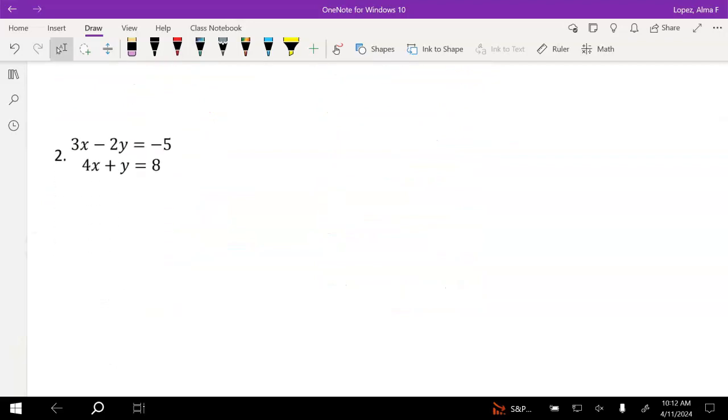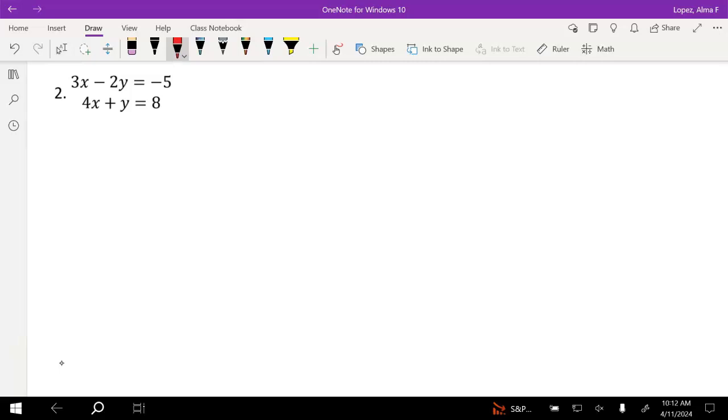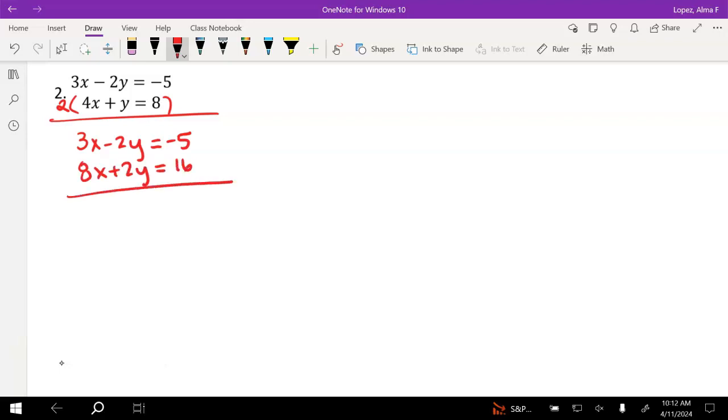For number 2, and again, pause the video or back up whenever you need to. This second one is also a linear system. I'm looking at the 3x and 4x, thinking 12. But here I'm thinking I could just multiply the second equation through by 2 and get the y's to cancel. So I'm going to go that route. The first equation didn't require anything, so I'm just going to bring it down. The second equation I'm multiplying through by 2, so I get 8x plus 2y equals 16.